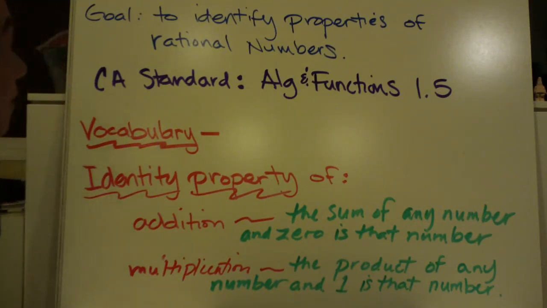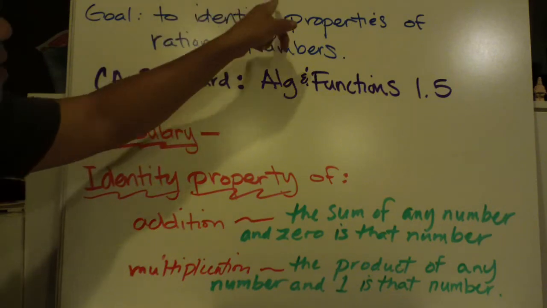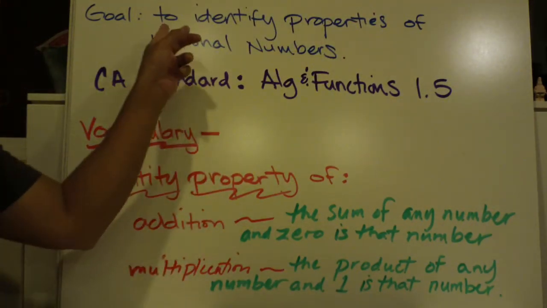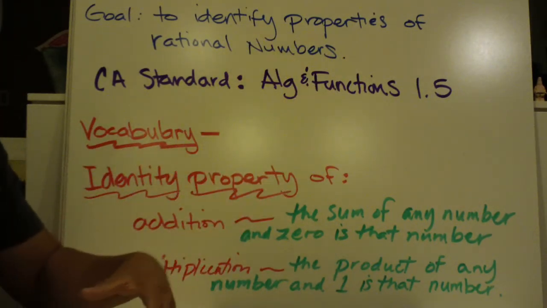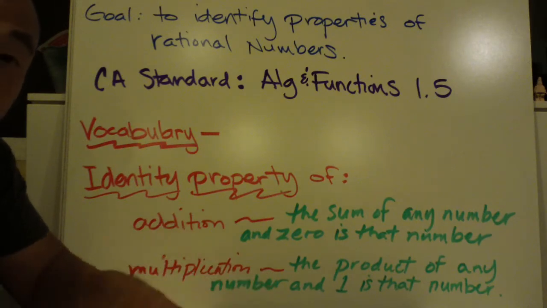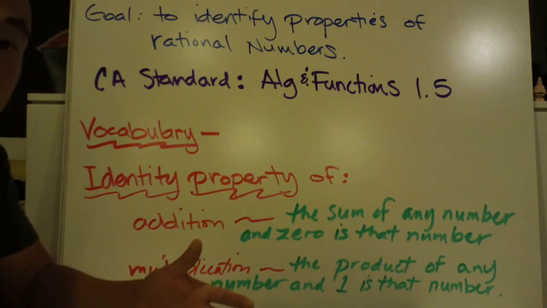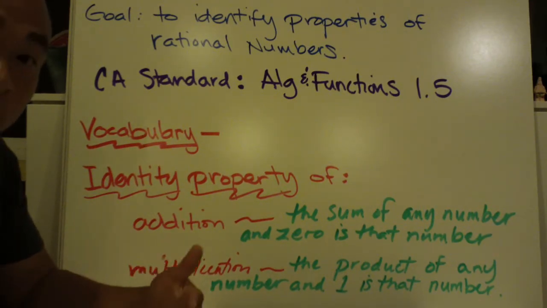Alright, hi, and today's topic is properties of rational numbers. So our goal for today is we're going to identify the properties of rational numbers. Now this is part 2 of the commutative and associative property one that we've had before. So again, just to let you know that yeah, you are doing the same title, but you're doing more.